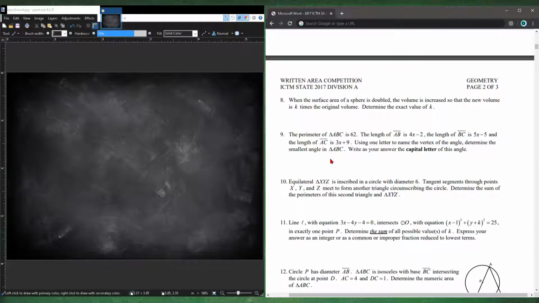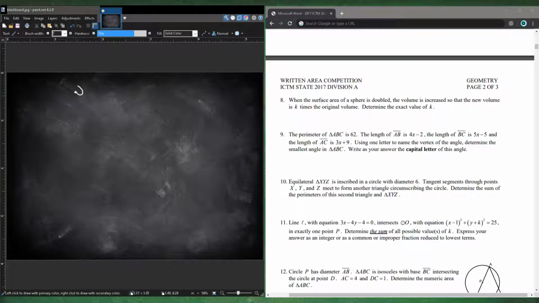Number 8. When the surface area of a sphere is doubled, the volume is increased so that the new surface area is k times the original volume. Determine the value of k. So the surface area of a sphere is 4s squared, where s is your side length. So for you to double it, that means you had to have 8s squared. That means your new side length had to be square root 2 times your old one.